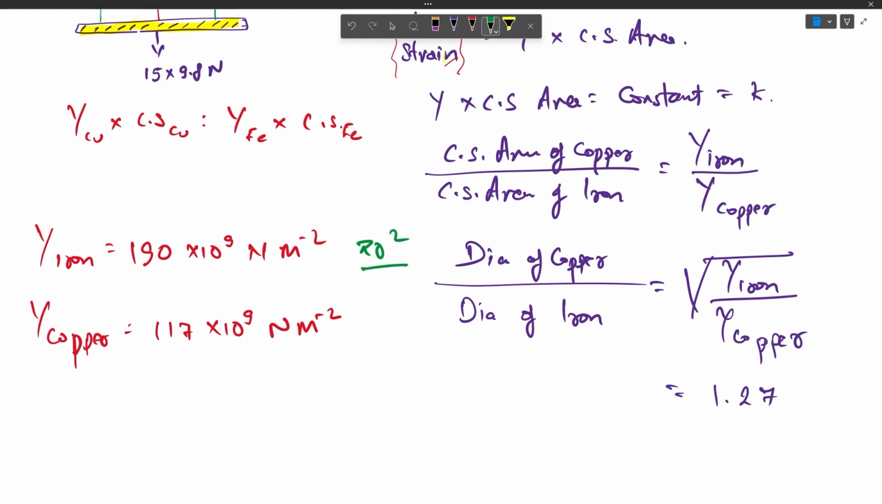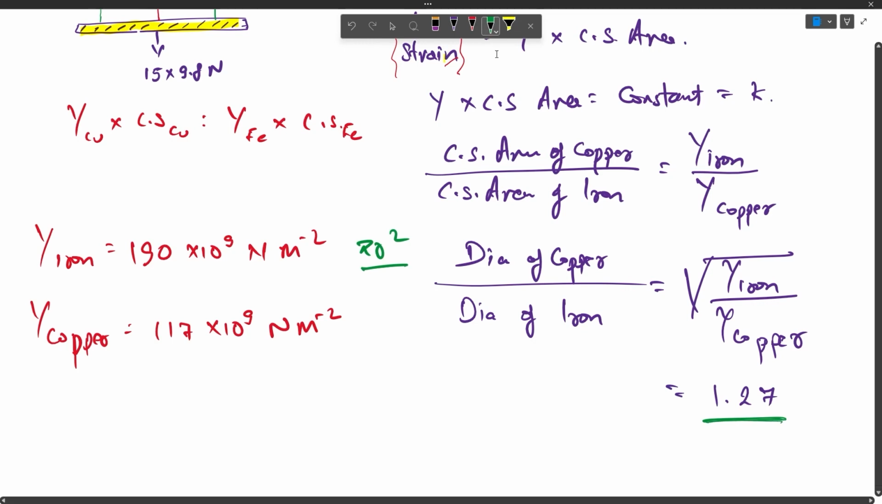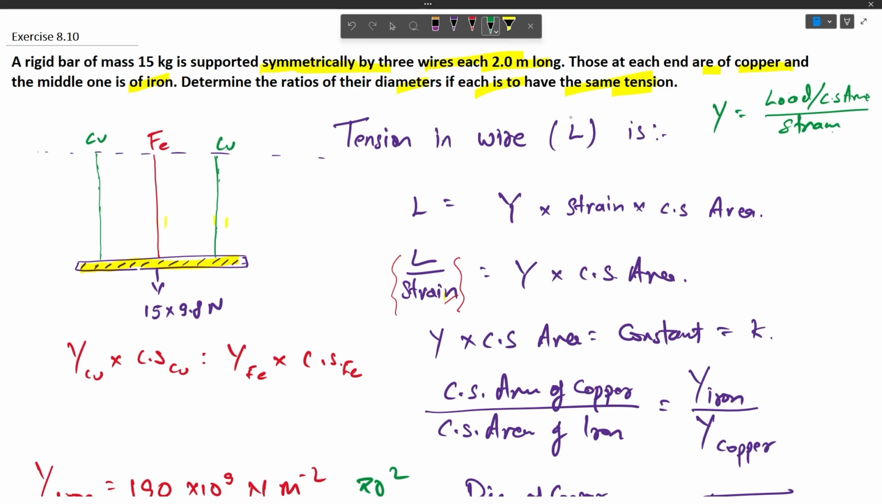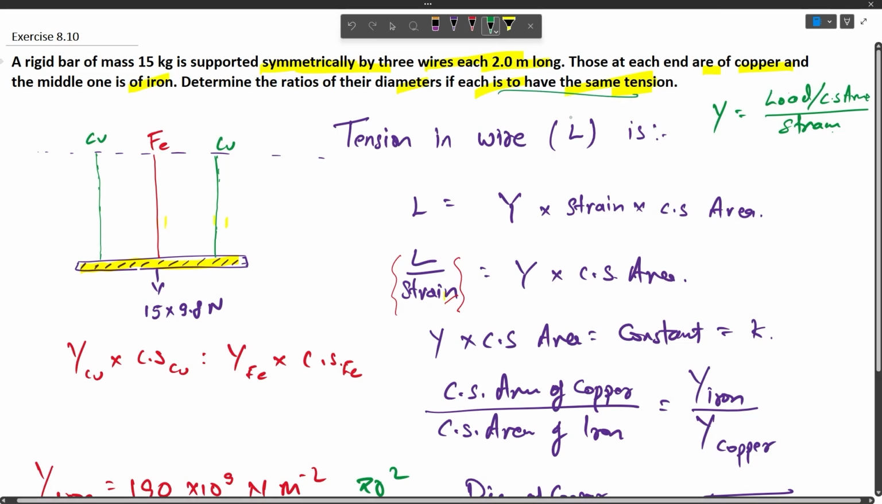So upon taking the square root, we come to the conclusion that the ratio should be equal to 1.27. That is, the ratio of diameter of copper to that of iron should be equal to 1.27, so that the given condition of them carrying the same amount of load and carrying it symmetrically is fulfilled.